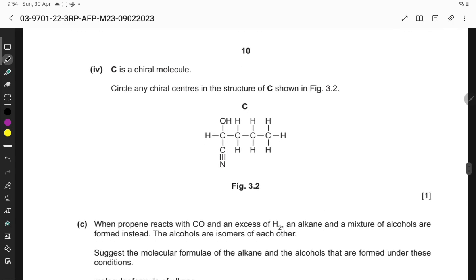Yes, C is a chiral molecule. Circle any chiral centers in the carbon. This is the chiral center.